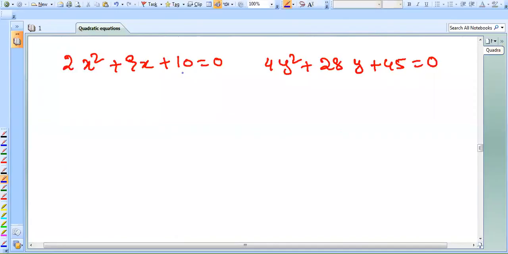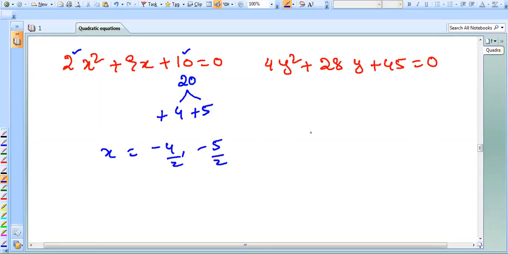See this, friends? 10 into 2 is 20. Yes, 10 and 2 multiply to 20, we are writing. This one you have to write as 2 factors. 4 5s are 20, plus 4 plus 5 is 9. That is, x value is equal to minus 4, minus 5 by 2 by 2. Is this clear? Yeah.